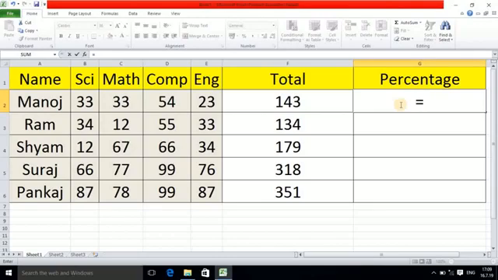So percentage means total divided by total actual mark. Total means whatever mark you got, and it is divided by the total actual mark. Here the total is 143. So here I am clicking, so this address is inserted here and it is divided by the total mark. You have to represent the mark whichever you got, which is the summation of all subject marks, and then it is divided by the total mark.